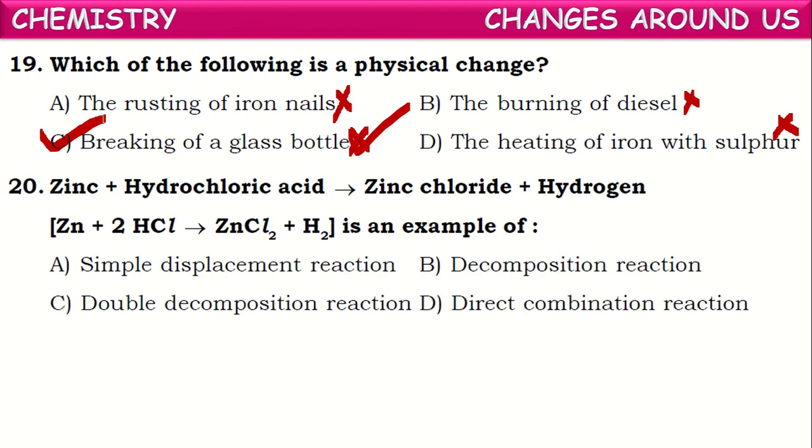Zinc plus hydrochloric acid gives zinc chloride plus hydrogen. Observe zinc reacting with hydrochloric acid, forming zinc chloride and hydrogen. If you observe carefully, zinc is replacing hydrogen from hydrogen chloride. So hydrogen is separated out. You can say simply zinc is displacing hydrogen from hydrogen chloride and forming a new substance. This kind of reactions in which an element displaces another element from a compound to form a new compound are called displacement reactions or simple displacement reactions. So here this comes under simple displacement reaction. Okay, next one.